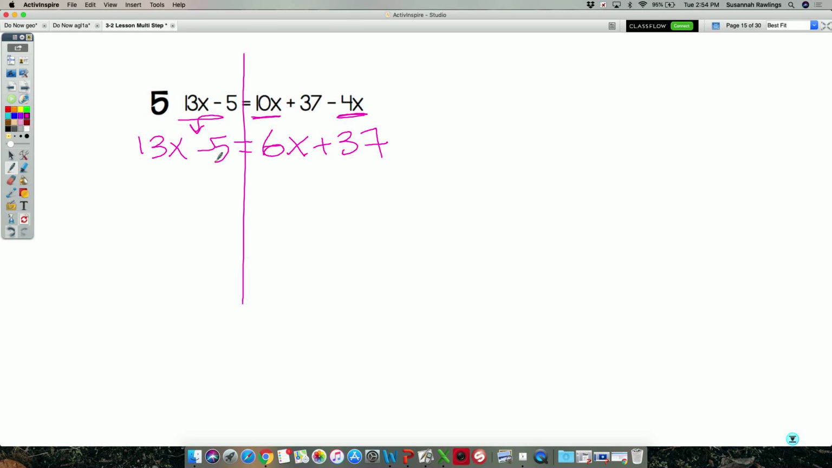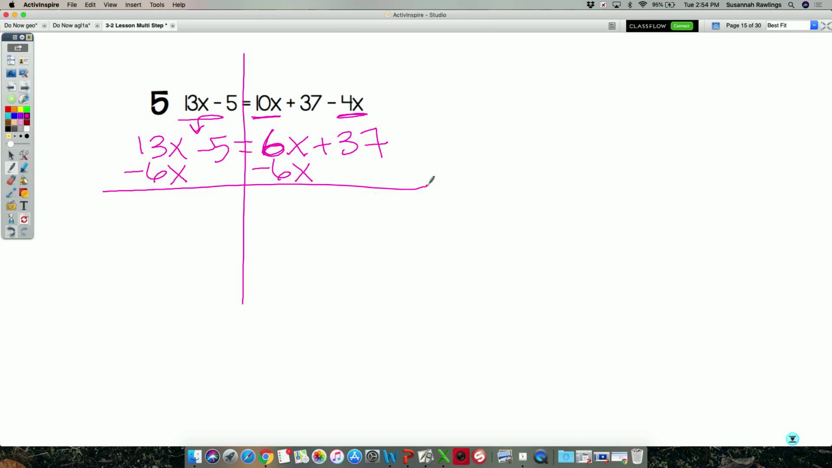Okay, now we can move it across to the left. I'm always going to move it to the left-hand side. So if it is a plus 6x, how do I get rid of it? Minus 6x. Where am I going to subtract 6x from? Why are we not going to subtract it from negative 5? Why are we not going to subtract it from 37? 13x, right? Because the x's go with the x's. Wherever I see an x, I'm going to subtract it from that. Let's draw our line and close out that step.